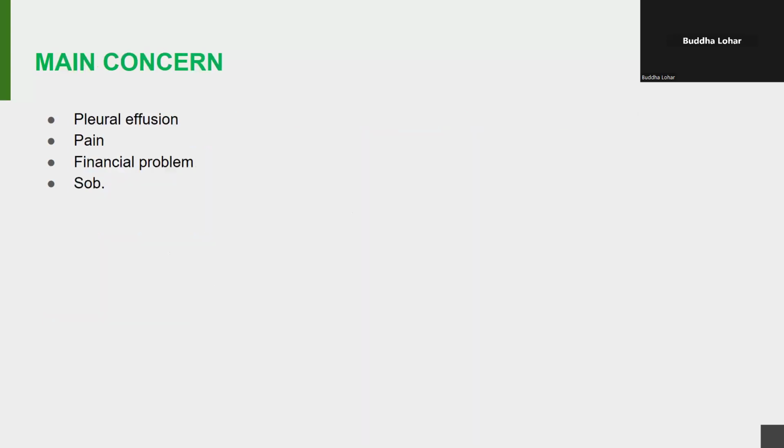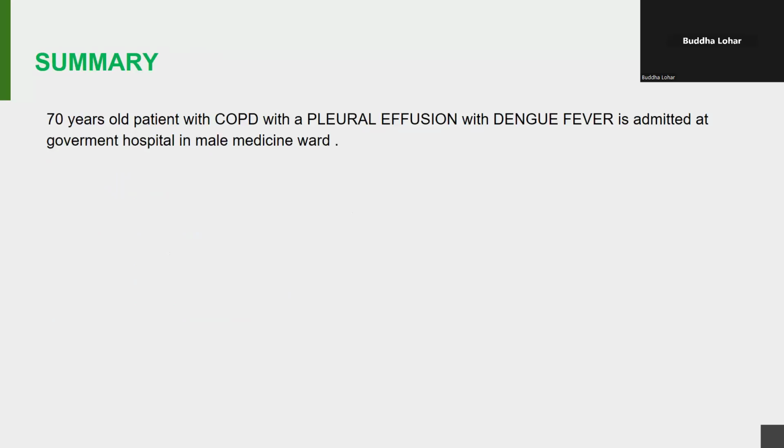Main concern, we need to focus on the patient. Before that, he has had COPD since 2018. On top of that, he was recently diagnosed with pleural effusion, with pain because of the pleural effusion. Because he is admitted at hospital, financial problems will also be there, and shortness of breath. These are the main 4 points we need to be concerned about. And summary: a 70-year-old patient with COPD, with a pleural effusion, with dengue fever, is admitted at a government hospital in the male medicine ward.